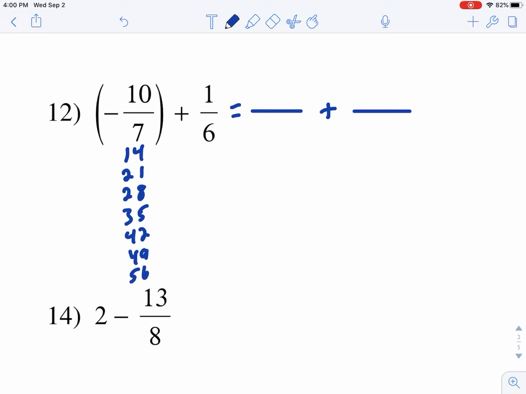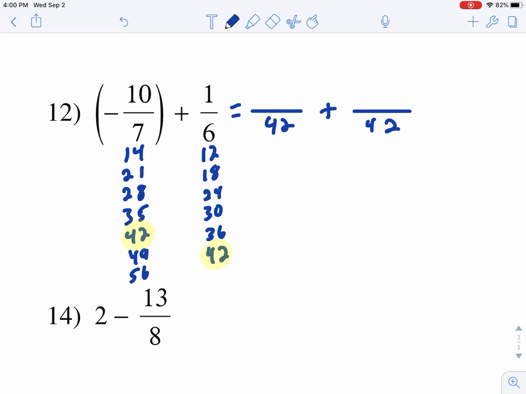And then count by 6s. 6, 12, 18, 24, 30, 36, oops, not 42. And then I'm going to stop there because you see that 42 appears in both of those lists. That means that 42 is going to be the lowest common denominator.